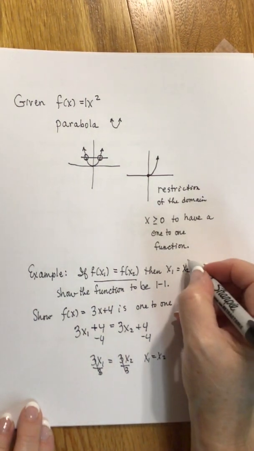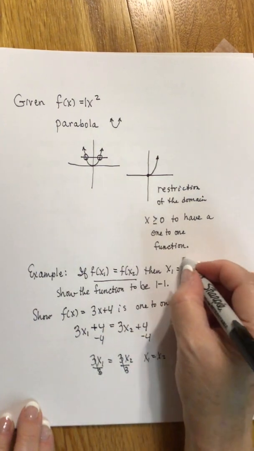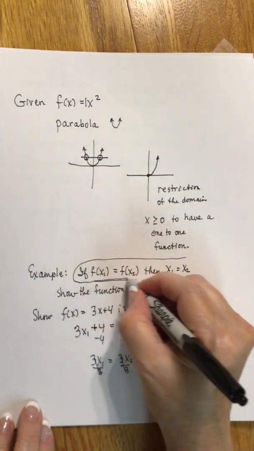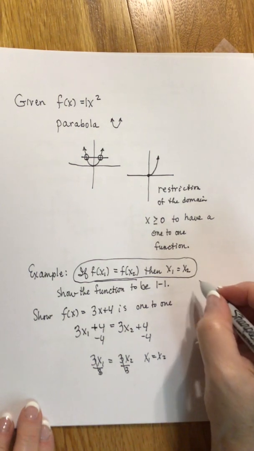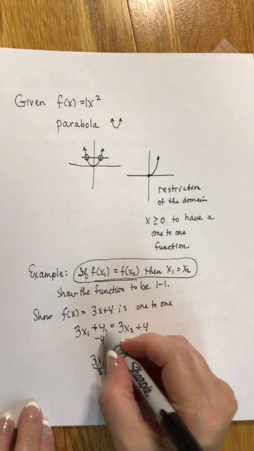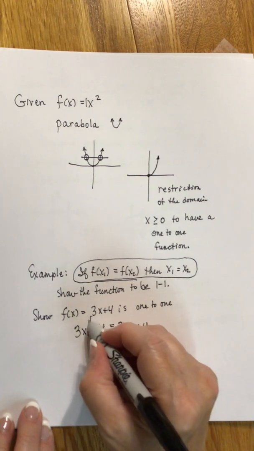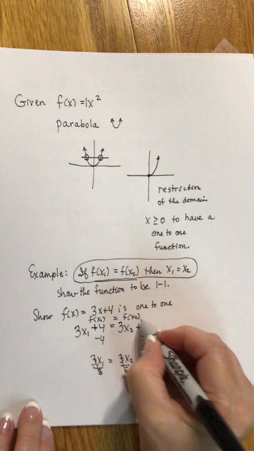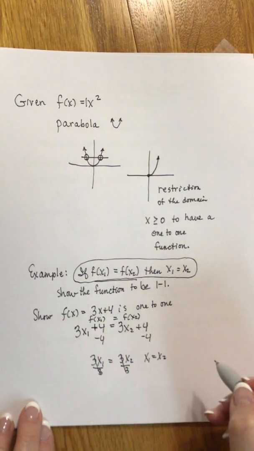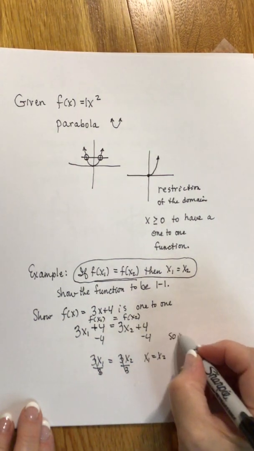So we said that if we know that this is true, then the function is one-to-one. So we've just shown that f of x sub 1 equals f of x sub 2 leads us to x sub 1 equals x sub 2. So it is one-to-one.